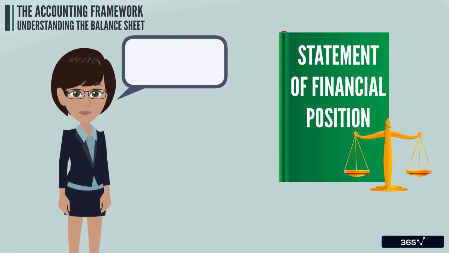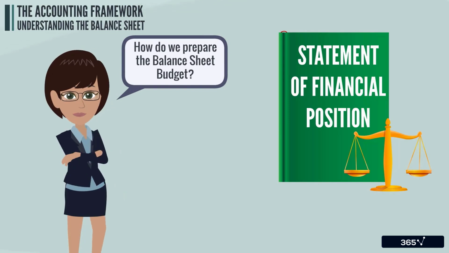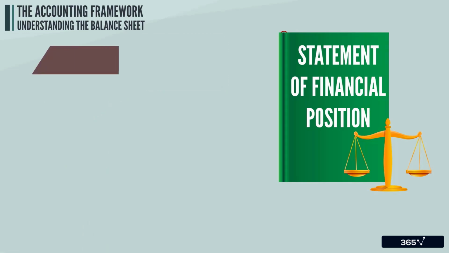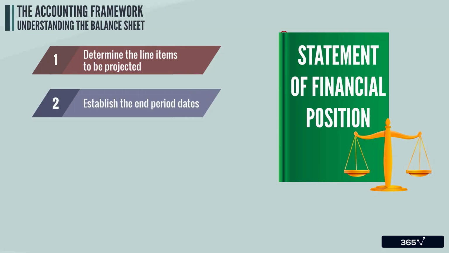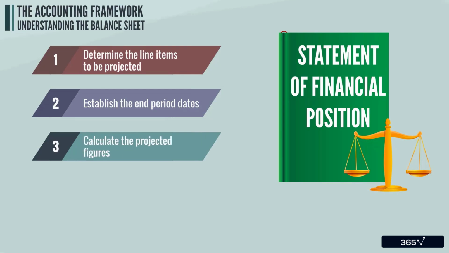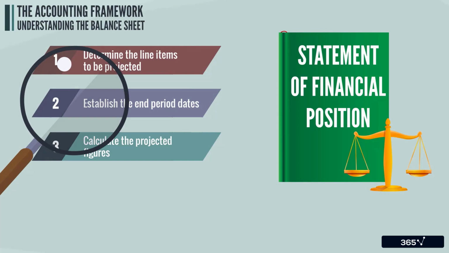Okay, so how do we prepare the balance sheet budget? To do that, we will divide the process into 3 simple steps. First, you need to find out the major line items to be projected. After that, you must decide on the end period dates, and the third and final step is to work out the estimates. Let's now take a closer look at each of them separately. All right. When it comes to building a projected balance sheet, you should make sure that you include 3 major elements. The first one is the company's assets.